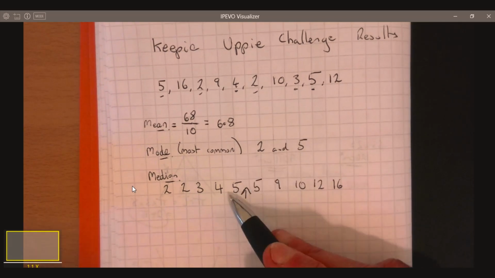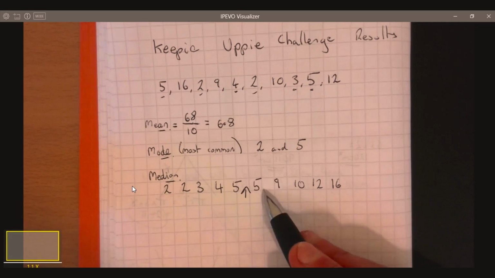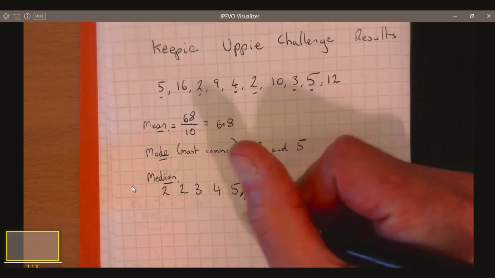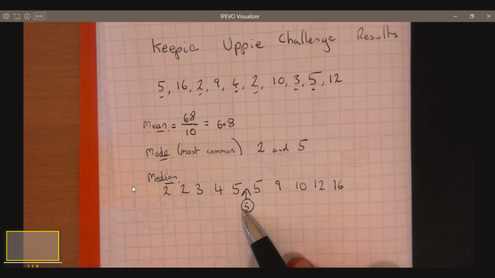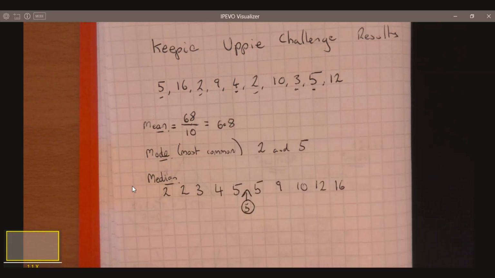Now, if, for example, that was a 6, then the best thing that I could do is call it 5.5. If it was a 7, then I'd call it a 6. Right, the number that's in the middle. So the number that's in the middle of these 2 is a 5. So the median is 5. We've got the mode is 2 and 5, and the mean is 6.8.